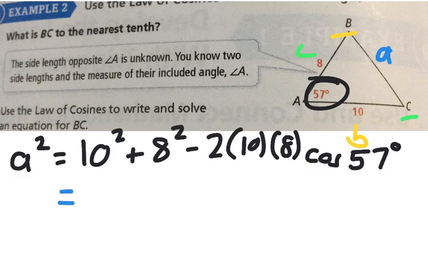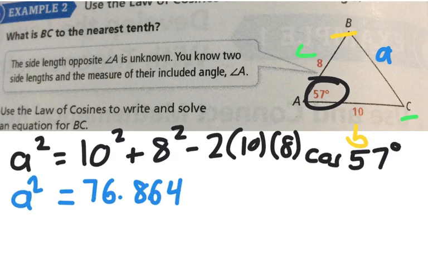Once you plug all that in, you're going to get a decimal. It's not going to be really pretty. It should be 76.864 is what they got. So I want you all to practice putting that in your calculator and making sure you can get that number. If you don't get this number, let me know. I'll come help you. But again, the big part of this is going to be knowing how to use that calculator.